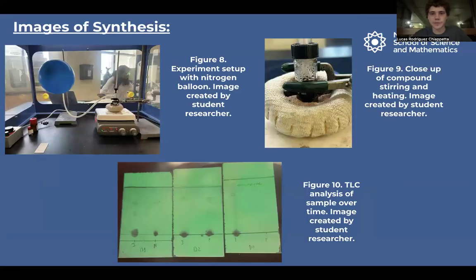Here are the actual images from synthesis. Figure 8 shows the experiment setup. This was done with a nitrogen balloon to ensure an inert atmosphere because the palladium would oxidize in a normal atmosphere. Figure 9 shows a close-up of the compound stirring and heating. And Figure 10 shows TLC analysis. TLC was taken over the span of a couple of days, in the morning and the afternoon, to see the changes happening with the compound. TLC did confirm that something was going on and something was being changed. Essentially, for the synthesis I put everything into that one vial, and then it stirred and heated for around 2 days.